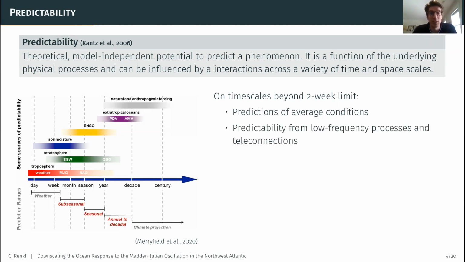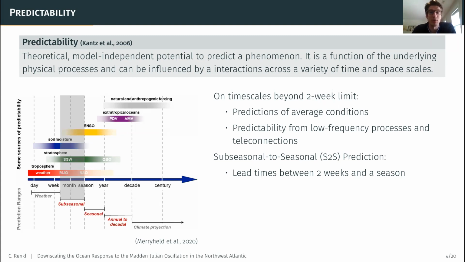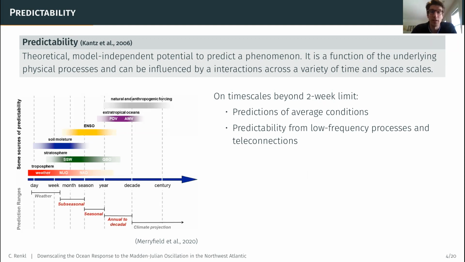And the predictability, instead of coming from the initial conditions as for the weather, here comes from low frequency processes and the teleconnections. So it becomes a boundary value problem as opposed to an initial value problem. You can think of that, for example, as our climate projections being primarily dependent on the future projections of greenhouse gases, and then the atmosphere reacts accordingly to that.